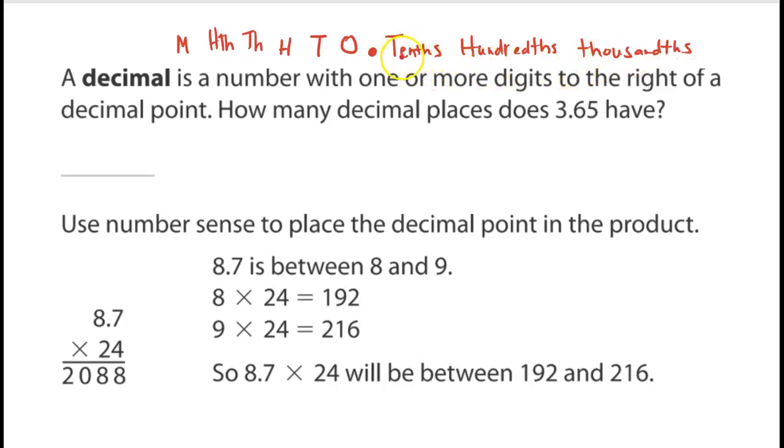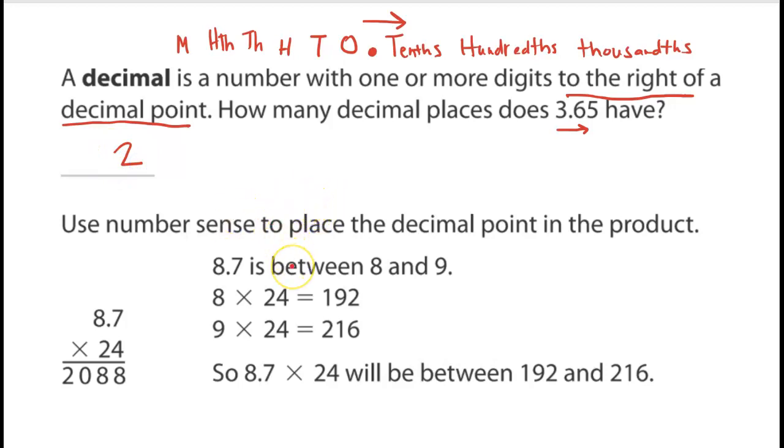So we're looking to the places to the right of the decimal. Notice it says to the right of a decimal point. So if I was looking at 3 and 65/100ths, how many decimal places does it have? Well, if I'm looking to the right of the decimal, I see a 6 and I see a 5. How many digits is that? That would be 2 digits.